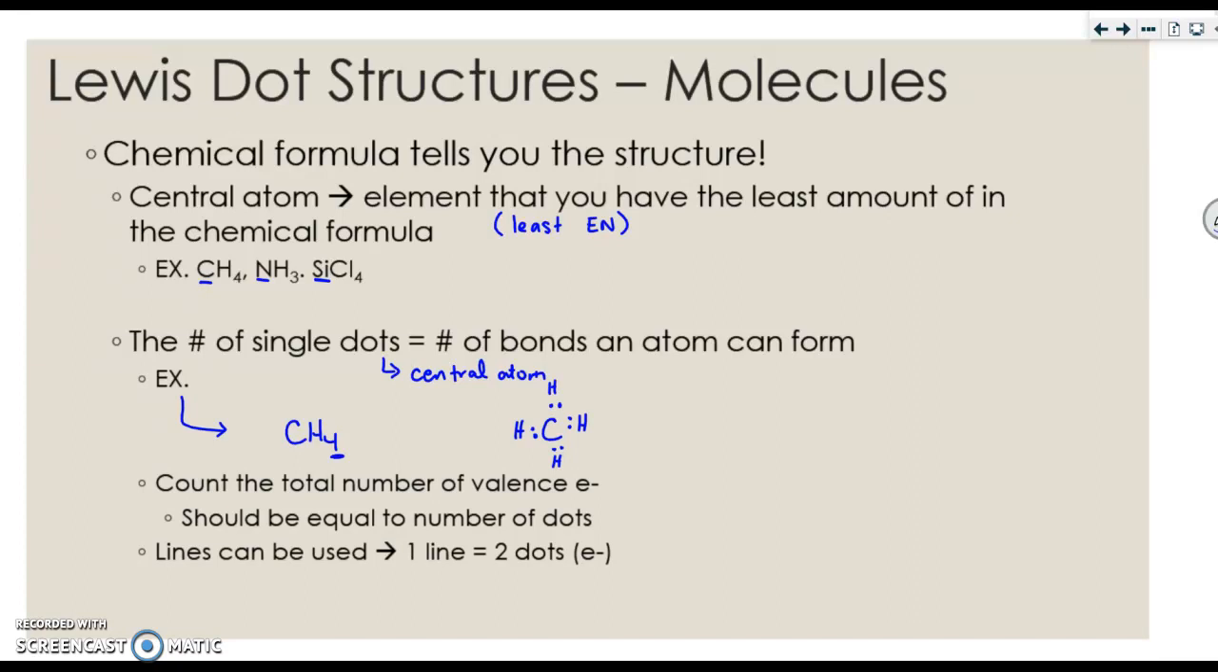Another way to draw out those dot structures, which is probably the better way, is to count the total number of valence electrons. And that's really helpful and important to do. You want to make sure that you have the same number of valence electrons in your diagram that you do when you initially counted how many you should have to begin with. Lines can also be used to represent bonds. One line is going to equal 2 dots. We're going to do a couple of examples on the next slide, and then you'll have a chance to try some later on as well.